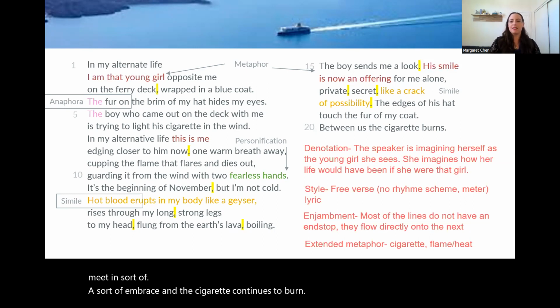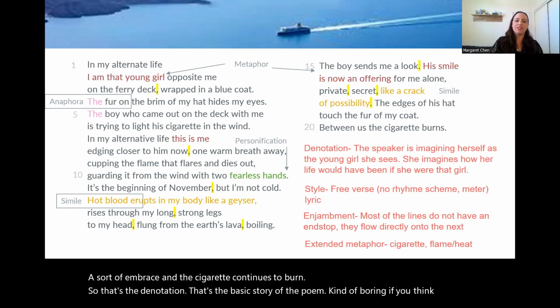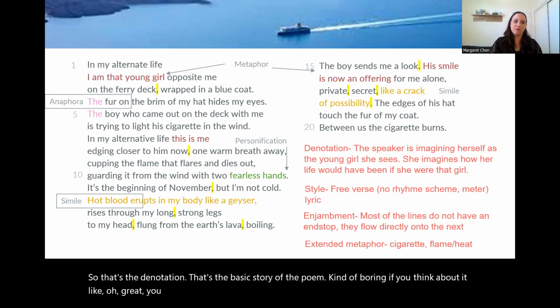So that's the denotation. That's the basic story of the poem. Kind of boring if you think about it, like, oh, great, you're riding a ferry and there's two kids and they're trying to smoke. Okay. So what?